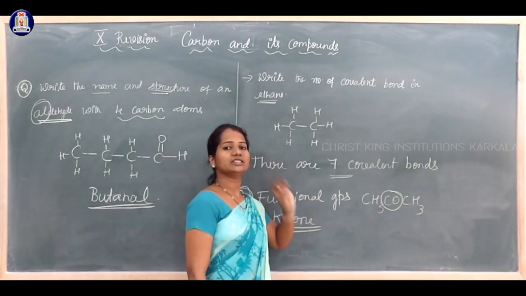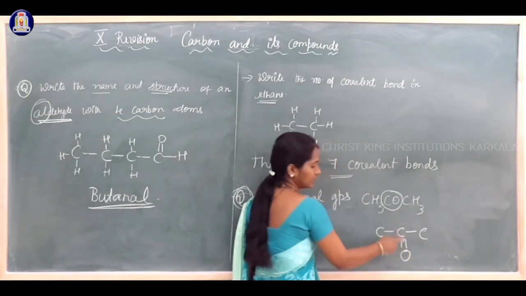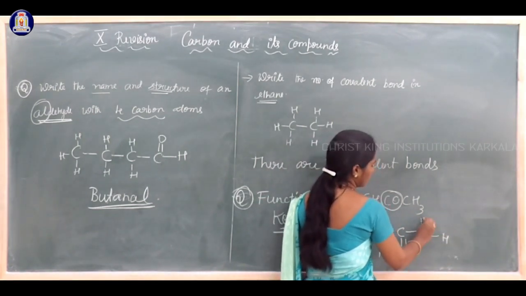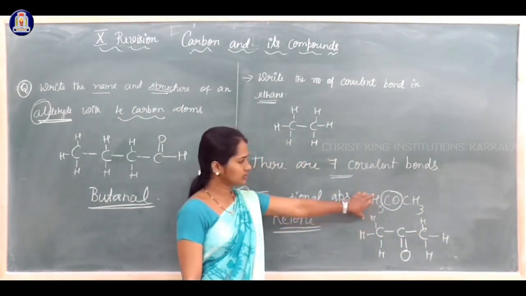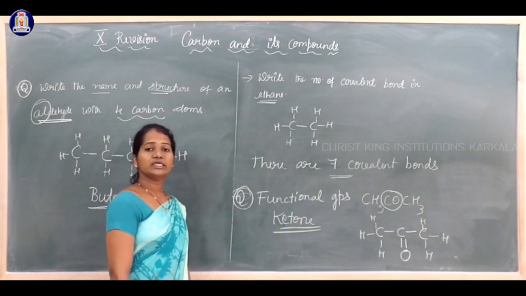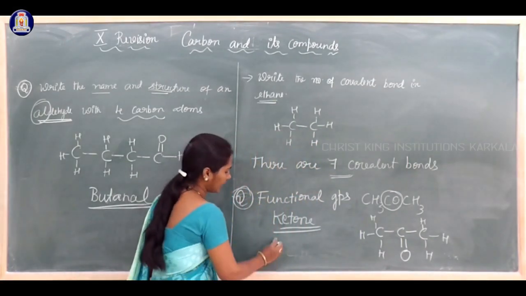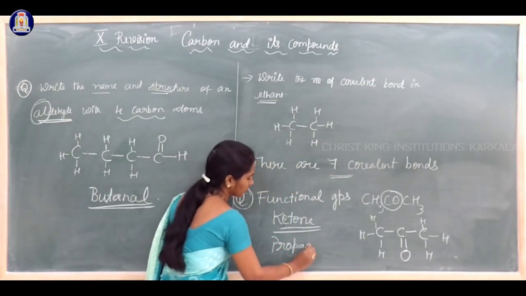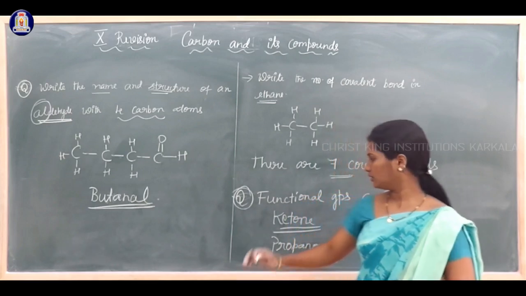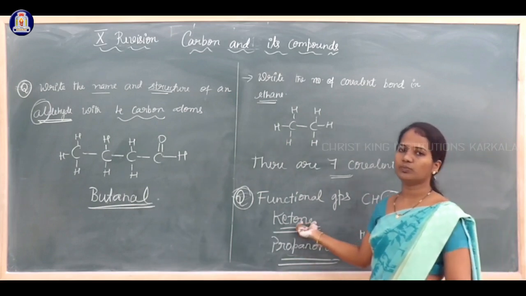If you want to write the structure, you can write C, C, C, with O double bonded to the middle carbon, three hydrogen atoms on this side and three hydrogen atoms on this side. That is CH3COCH3. The functional group present is ketone. What is the name of this compound? There are 3 carbon atoms, so the name of the compound is propanone. Propanone is the given name. Functional group is ketone.